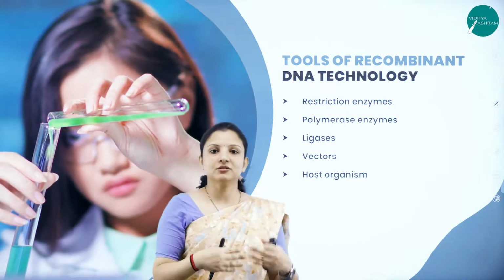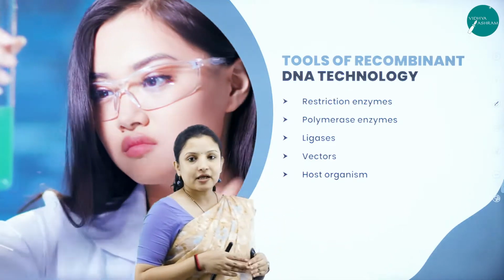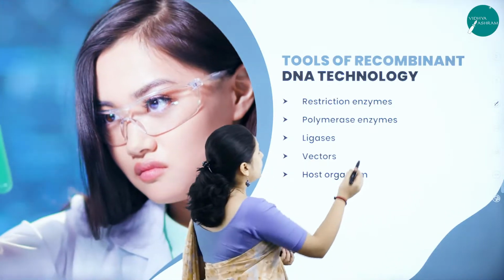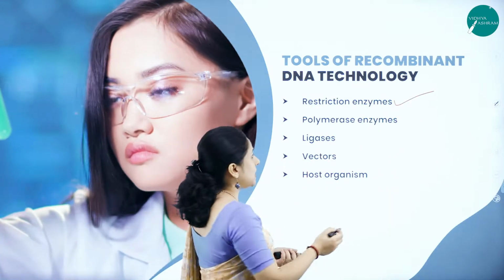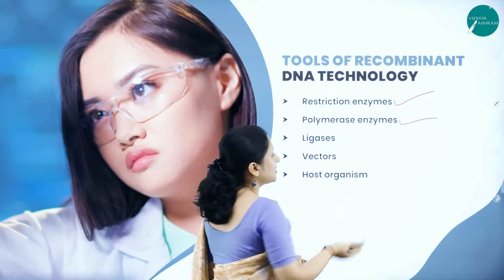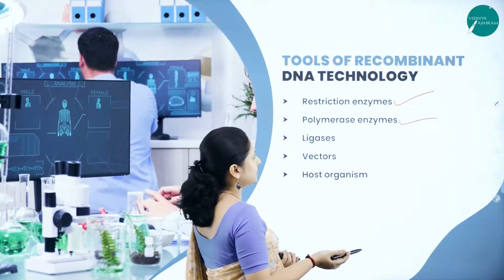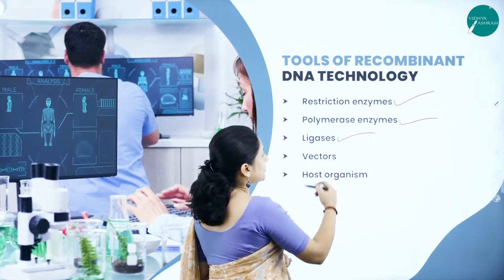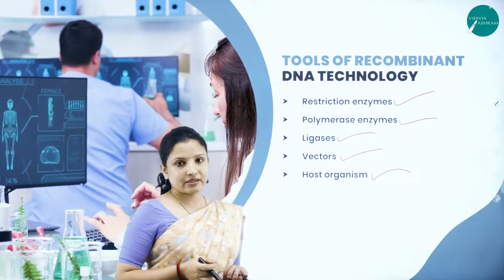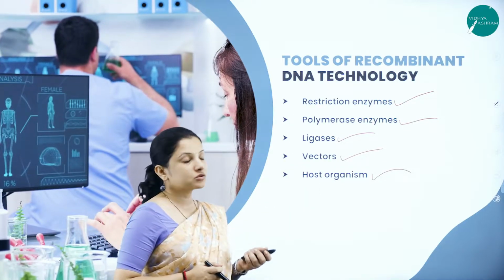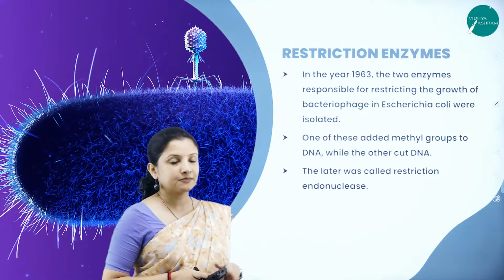So to make this recombinant DNA, what are the different tools that are used? We shall look into it. So first one is, we need restriction enzymes. Then we need polymerase enzyme. What are these and how they are used, we'll study in the coming slides. Next is ligases are used, then vectors are needed and host organism is needed. And how all of these are used, we shall look into. So first, talking about the restriction enzymes.